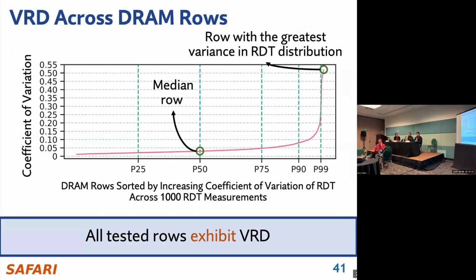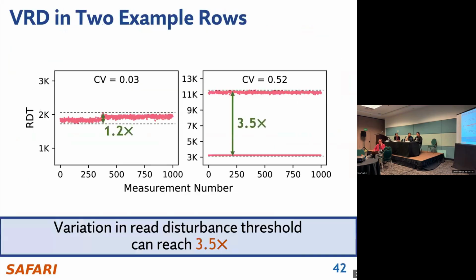So again, I will probably skip this, but I'll give you one of the results. Variation in read disturbance threshold can reach 3.5x. This number has increased. When we published this paper, it was published in HPCA 2025 in March. This was the largest we had seen. Later, we kept testing more DRAM chips, and this number has increased to around 5x or so. So as we keep testing, that number increases, and that's not good, right?